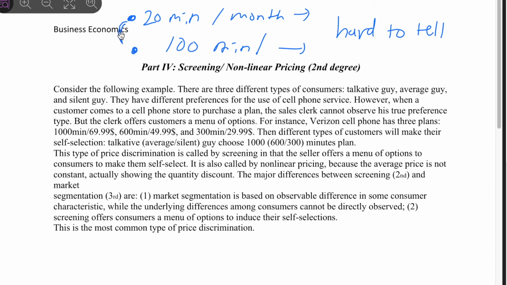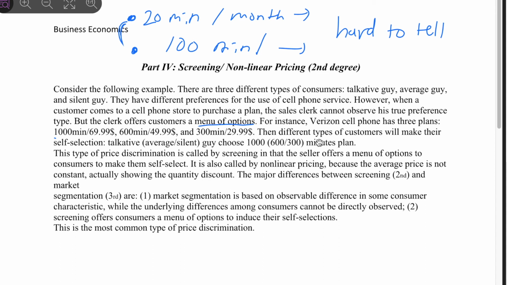So I know this. So what they do is they have 3 plans, or they have multiple plans that we can choose, right? So they have a menu of options, right? The first plan is 1,000 minutes per month, and you're gonna only pay $69.99 a month. And the second plan is 600 minutes and $49.99, and the third one is 300 minutes with $29.99.